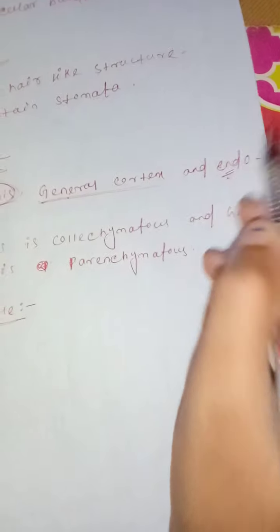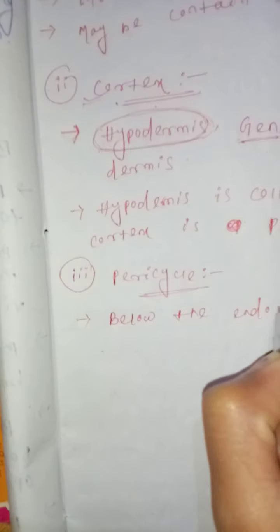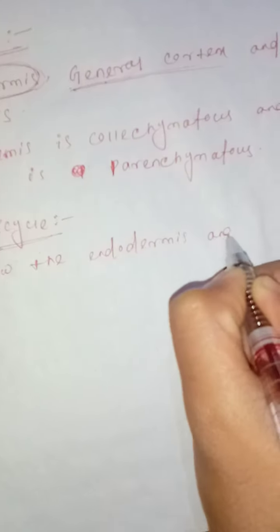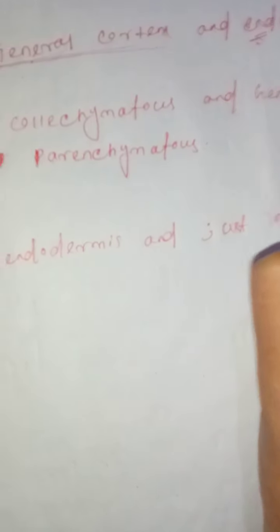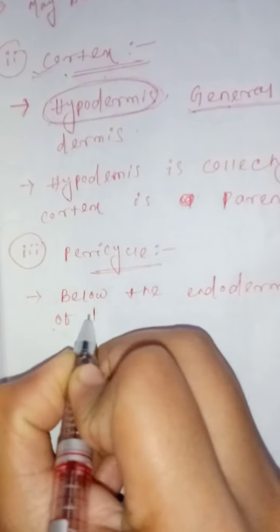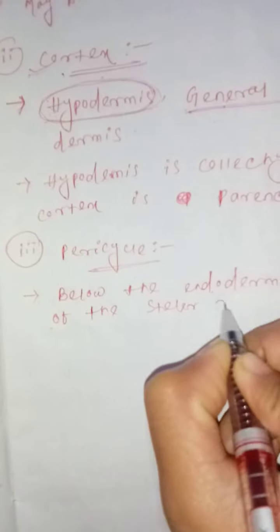Then third point is pericycle. So pericycle is present below the endodermis and just outer of the stellar region.